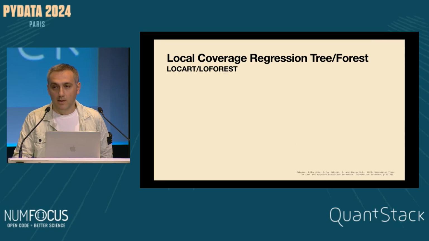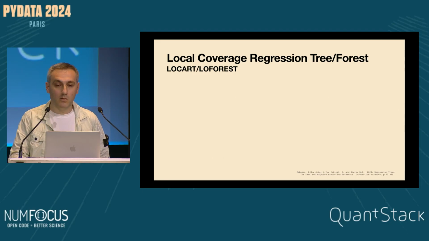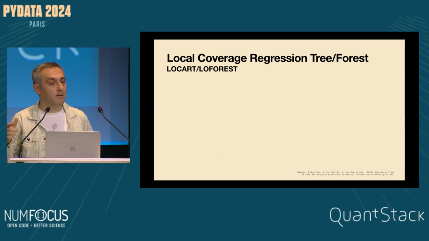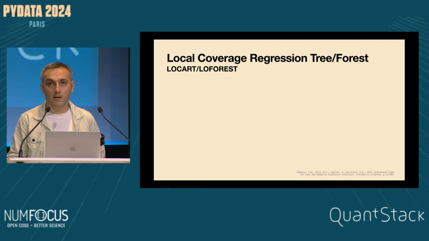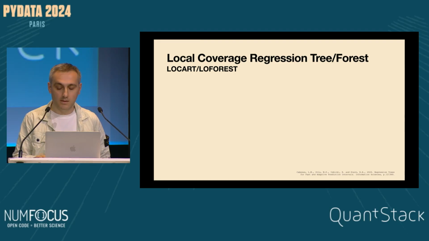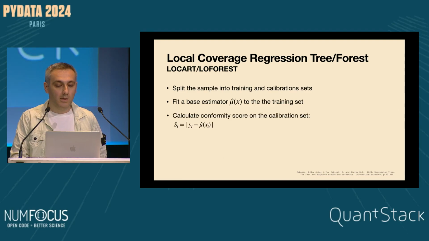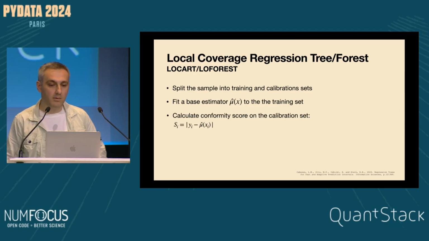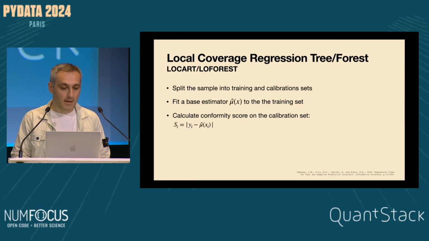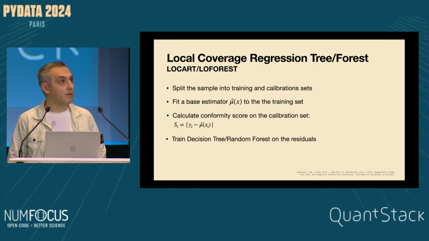The next one that I want to introduce is called LOCART or LOFOREST. This is a family of algorithms, but right now I'll describe the backbone and the idea of the algorithm, and later we can discuss the different versions of it. After splitting and fitting the Bayes estimator, we compute the conformity score. In this case, it's a simple residual. Then we train a decision tree or a random forest on those residuals. If we train a decision tree, we call that approach LOCART. And if we fit a random forest, let's call it LOFOREST.